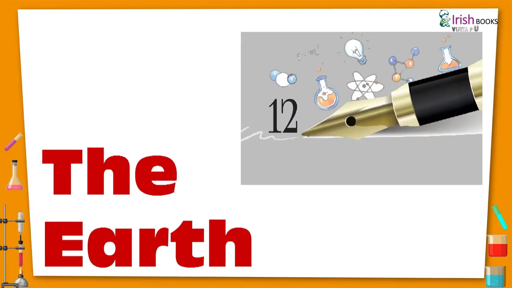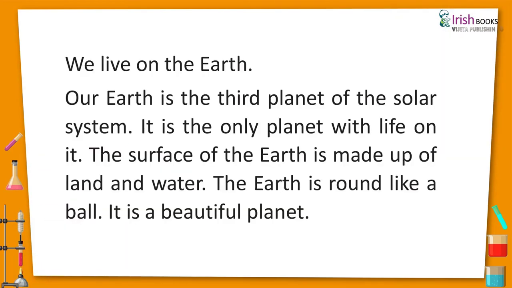Chapter 12. The Earth. We live on the Earth. Our Earth is the third planet of the solar system. It is the only planet with life on it. The surface of the Earth is made up of land and water. The Earth is round like a ball. It is a beautiful planet.